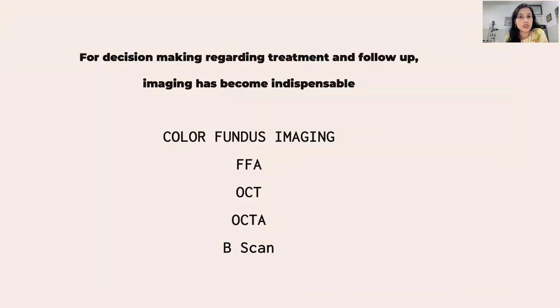They help us make decisions for treatment, for follow-up, and we also want to know the response to treatment. So imaging has become indispensable. Some of the most common imaging modalities that we have are color fundus imaging, which Dr. Alok already spoke about. We have angiographies, we have OCT, we have something called an OCT angiography, which is a non-invasive test to look at the vasculature, and the B-scan, which is an ultrasound device where the view of the retina is not there, but we can still figure out what's going on in the posterior segment of the eye.